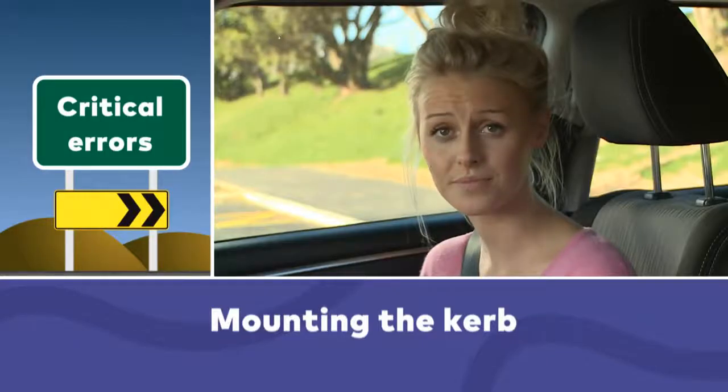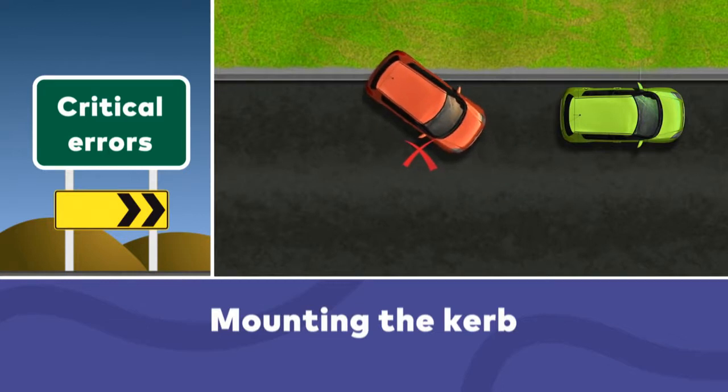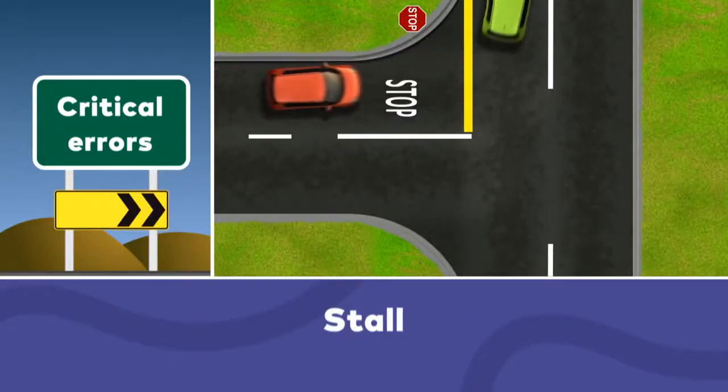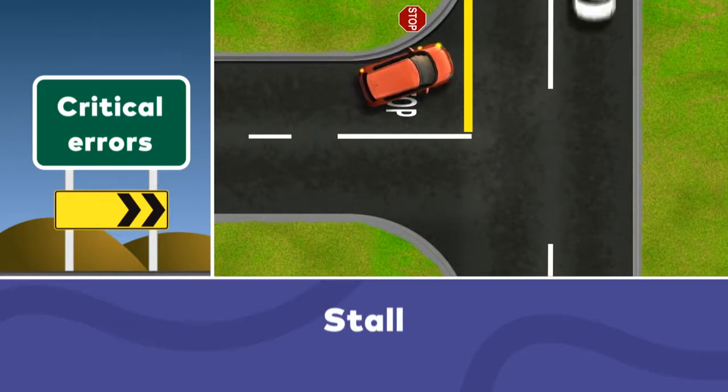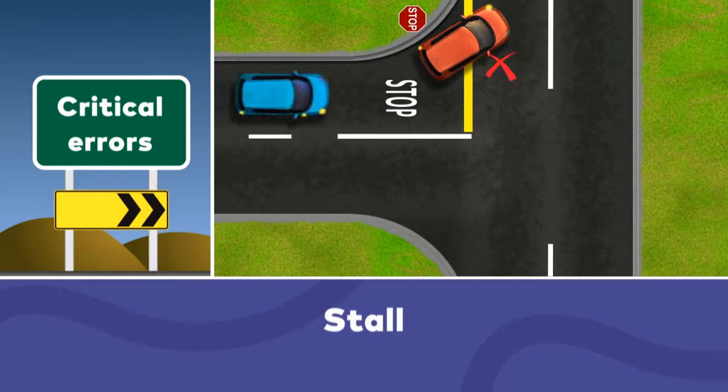Mounting the curb. This means one wheel mounting the curb during a parallel park or 3-point turn. Although you'll be okay if your tyre just touches the curb without causing discomfort to anyone in your car. If 2 or more wheels mount the curb during a parallel park, that's an immediate fail error. Stalling at any time during the test is a critical error because it shows that you don't have good control of the car and could put your car in a dangerous position in the flow of traffic.